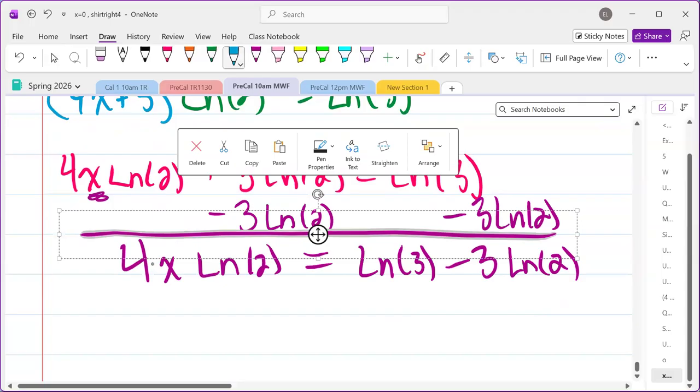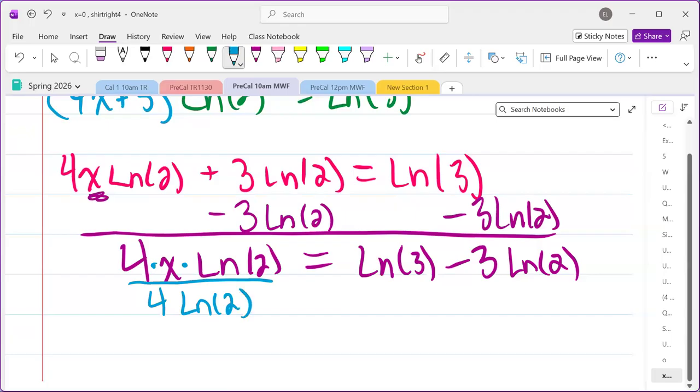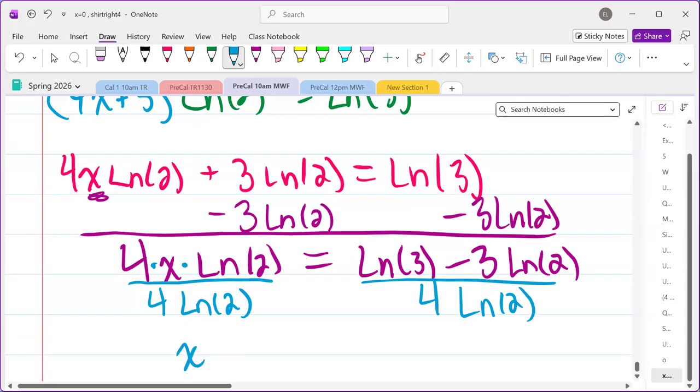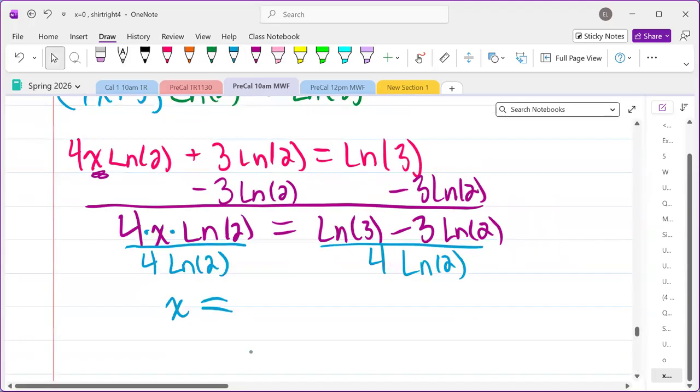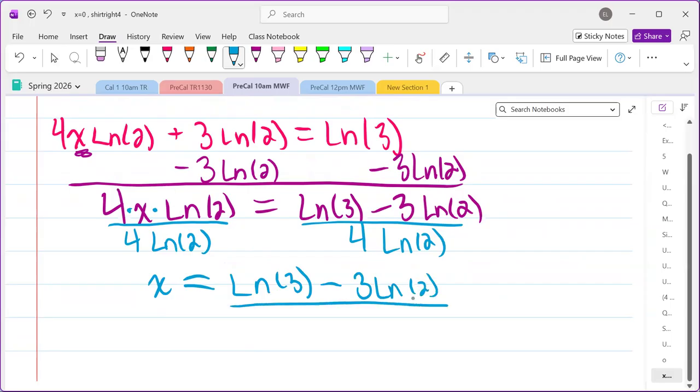And then this x is smushed in here, so that 4 and that natural log 2 are both being multiplied to x, so I can divide them out. So our final solution is the very weird looking natural log of 3 minus 3 natural logs of 2, all divided by 4 natural logs of 2.